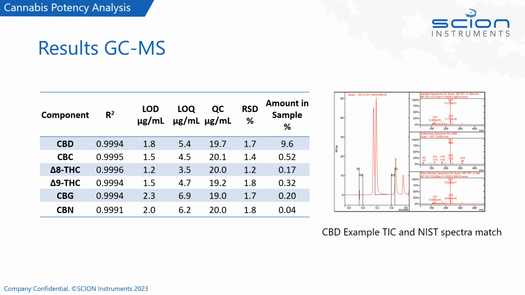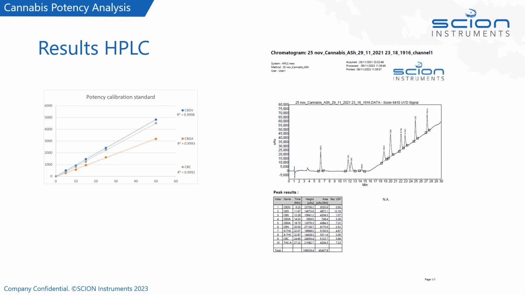far below that. Here we have an example, so TIC, so total ion chromatogram, for the CBD peak in one of our samples. And then on the right-hand side is the NIST spectral library confirmation, so giving analyte confirmation there as well. We can just see a very brief overview of some of the results taken from our HPLC analysis.